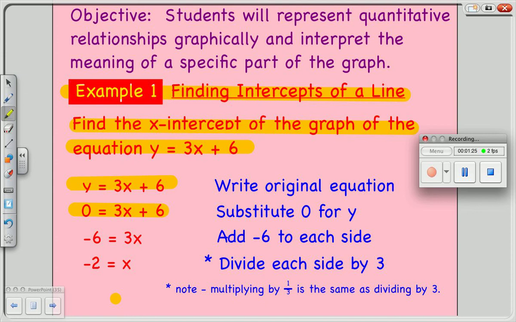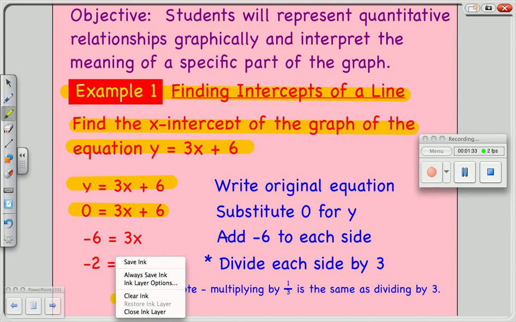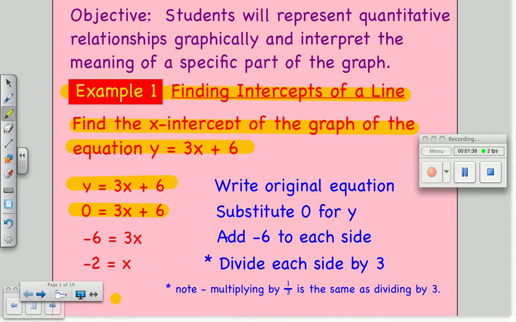So by doing that, we're going to subtract 6 from both sides. So when you subtract 6 from this side and subtract 6 from this side, these get crossed out. We have 3x by itself, and 0 minus 6 is negative 6. Then we still need to continue getting the x by itself, so we're going to divide this side by 3. Then we're going to divide this side by 3. Negative 6 divided by 3 is negative 2 equals x. X equals negative 2. This is where it's going to intercept x.